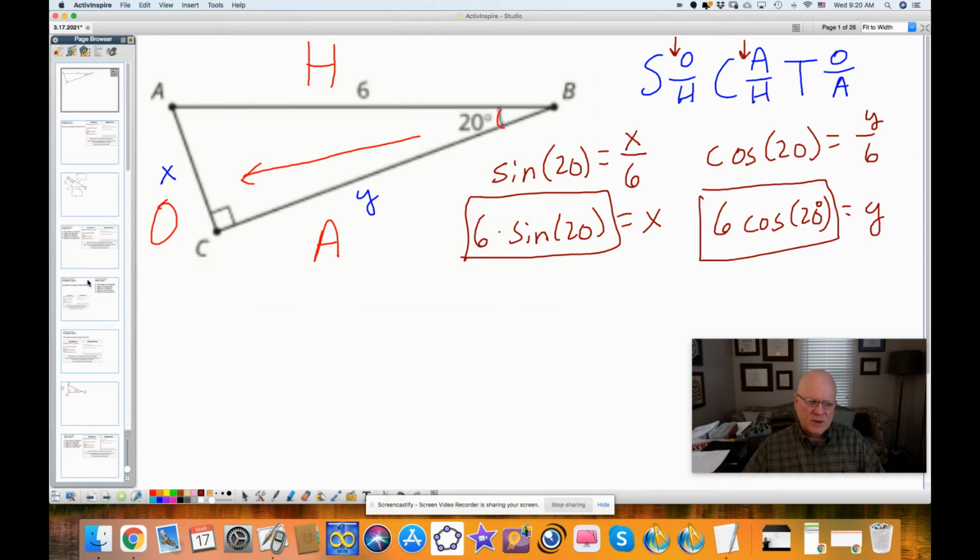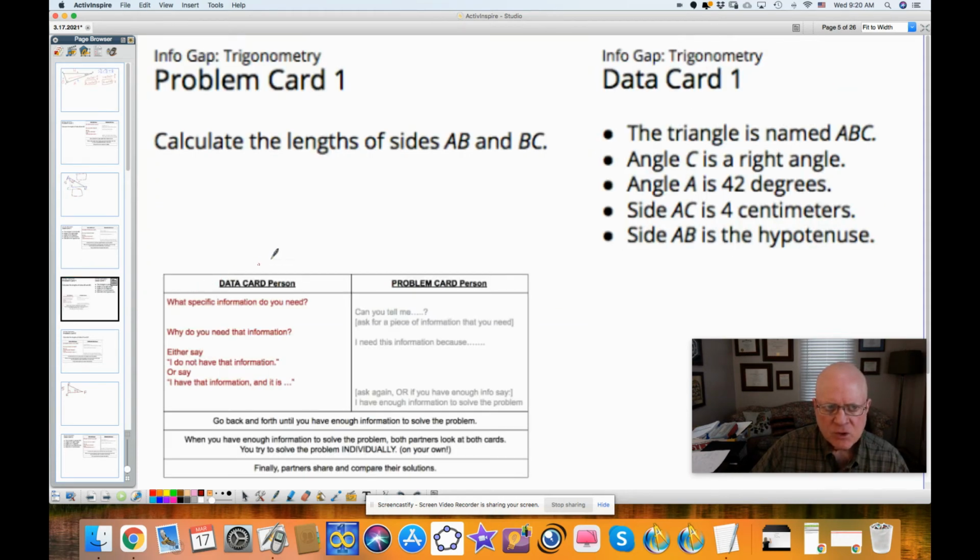For the next part of the activity we had a problem card and a data card. And we did the info gap. So, for example, the one person with the data card has this information. The person with the problem card can't see this. You have to come up with this on your own. So what specific information do you need?